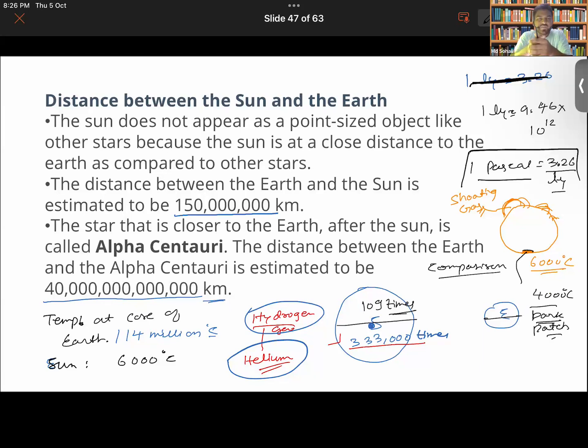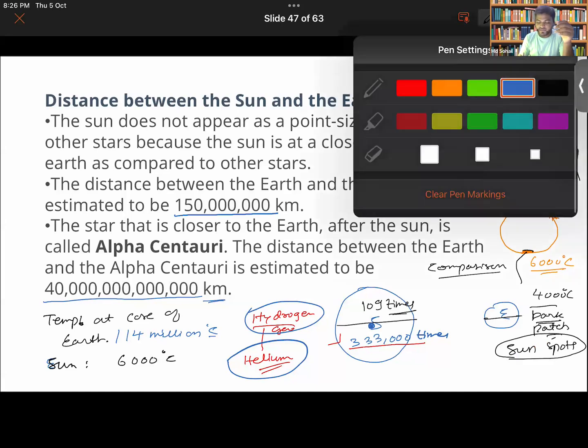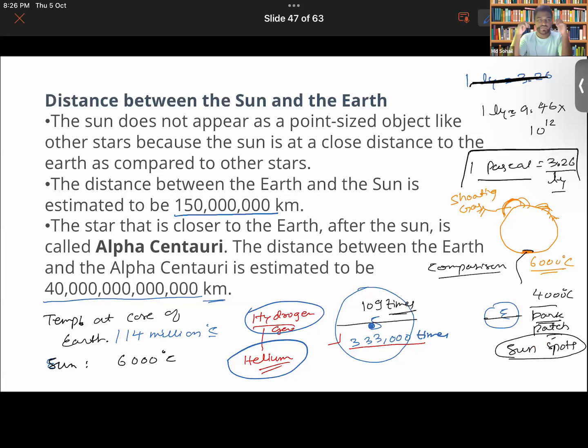These spots appear to us as a spot, and these spots are called sun spots, right? We call them sun spots. And to the scientists, these sun spots are very interesting. You know why they are interesting to the scientists?